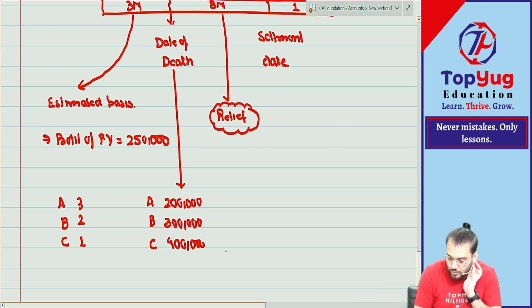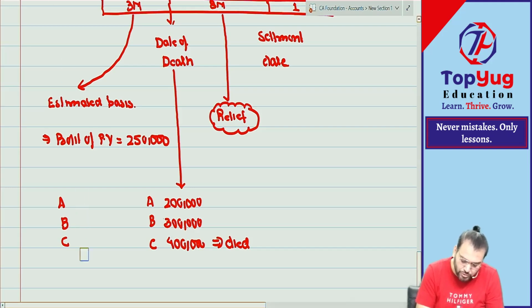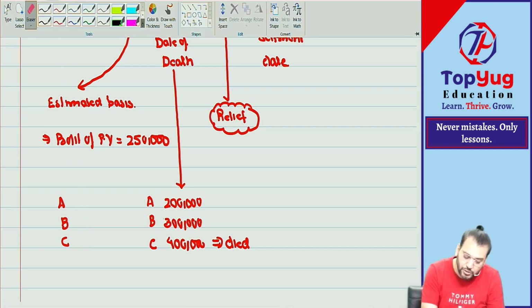You want whose death? ABC. C died. चलेगा? But मजा नहीं आ रहा है. रेशियो उल्टा कर दो. 1:2:3. Make it 1:2:3.